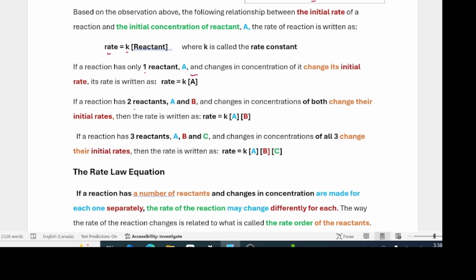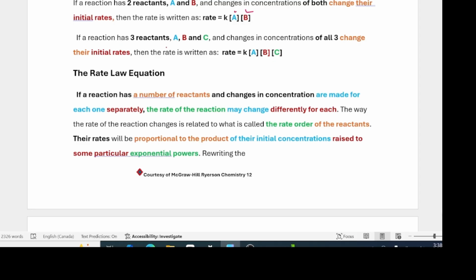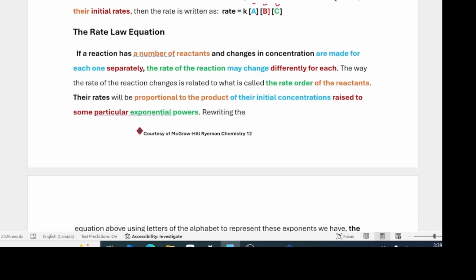If a reaction has two reactants, A and B, and changes in concentration of both change their initial rates, then the rate is written as rate equals k times the product of the concentrations of A and B. If a reaction has 3 reactants, A, B, and C, and changes in concentration of all 3 change their initial rates, then the rate is written as k times concentration of A times the concentration of B times the concentration of C. And this brings us to what is called the rate law equation.